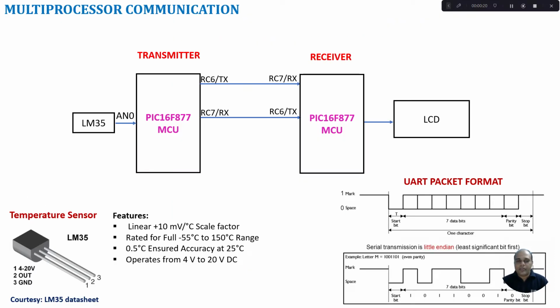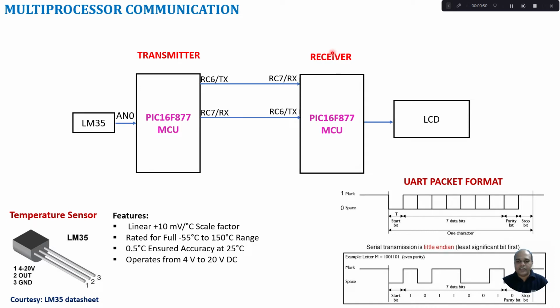In multiprocessor communication, I am going to take two PIC16F877 microcontrollers. One I am going to use as a transmitter and the other as a receiver. This PIC16F877 microcontroller is going to be used as a transmitter and the other PIC16F877 microcontroller as a receiver. And I am going to do the data transmission using the UART protocol.